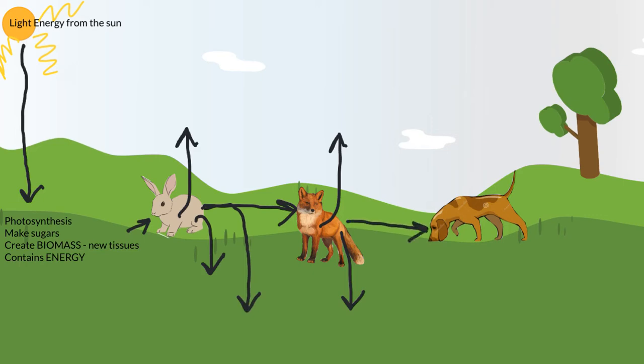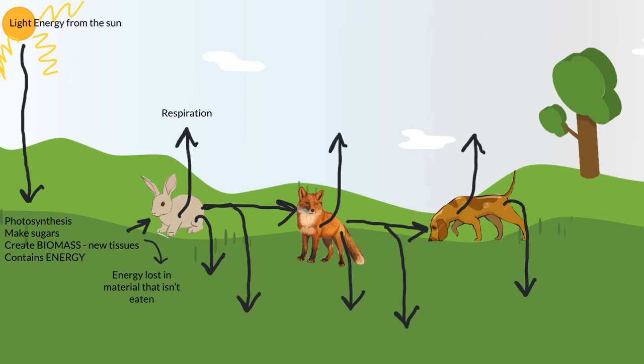Then we have the hound. The hound eats the fox. The hound also respires. The hound also produces urine and feces. And there will also be bits of the fox, say the bones and the teeth perhaps, that the hound doesn't eat. And so there are losses, all these arrows pointing away from our food chain are losses.